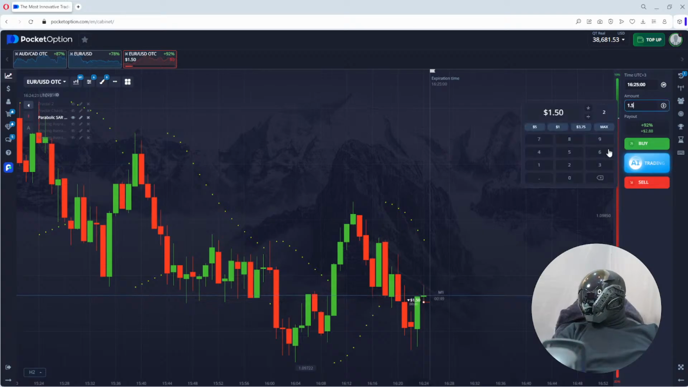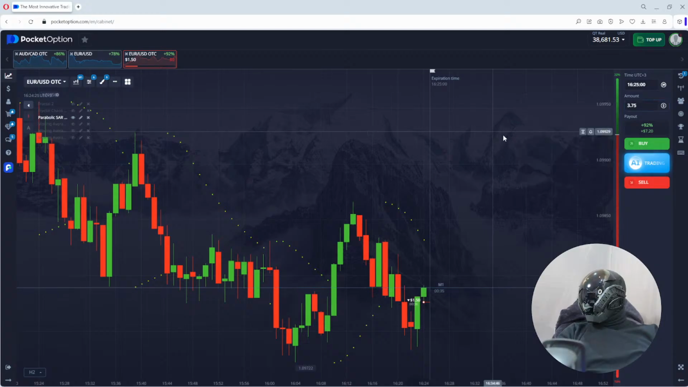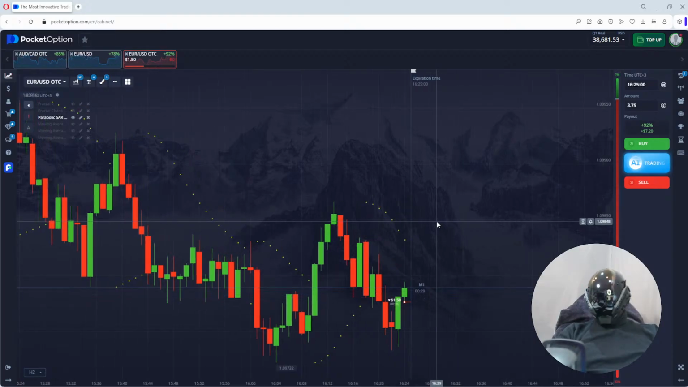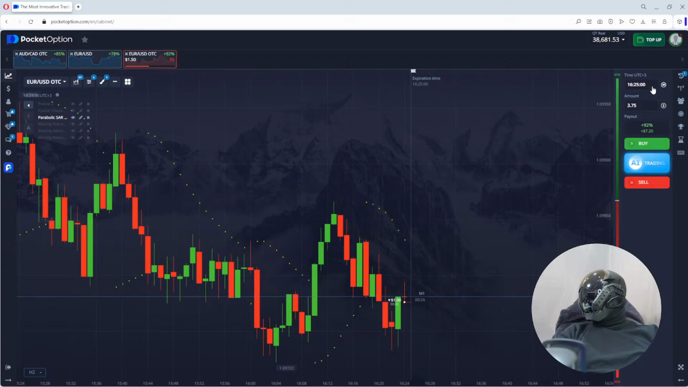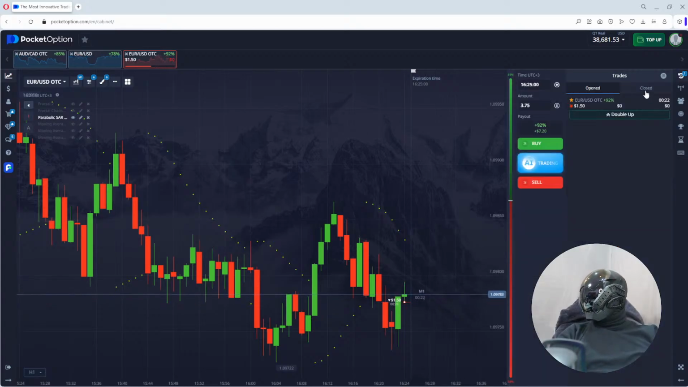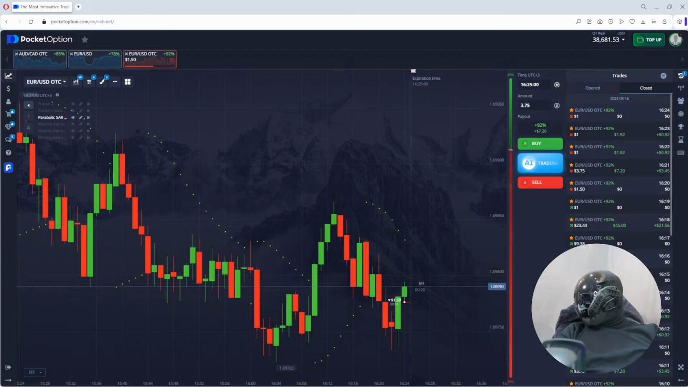So through 1.5. Now we're moving on to 375 for the third martingale. Let's just see how it goes. Once again, we got 6 steps of martingale, and as you can see, for the past 25 minutes, I think we've opened like 22 trades. We're generally in the money, in the profit.